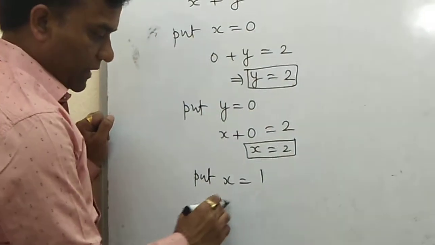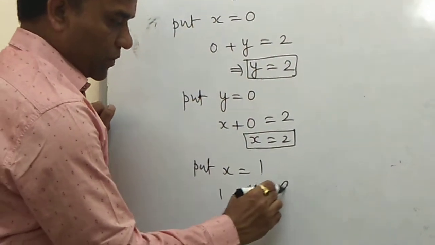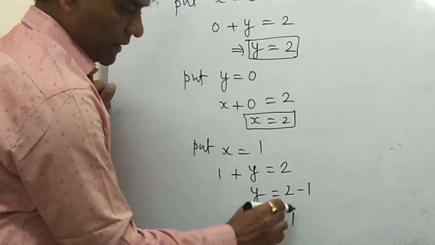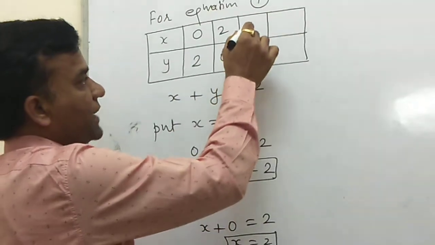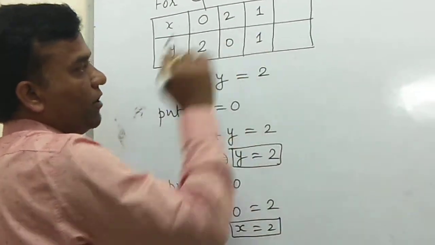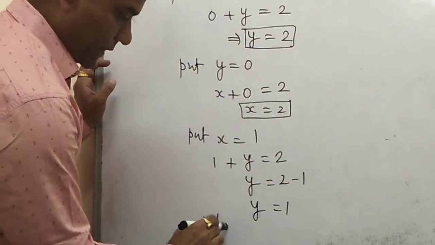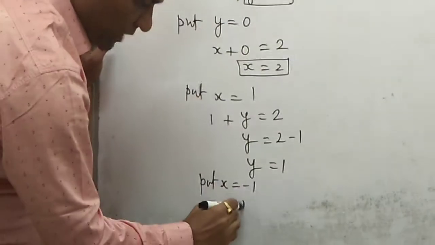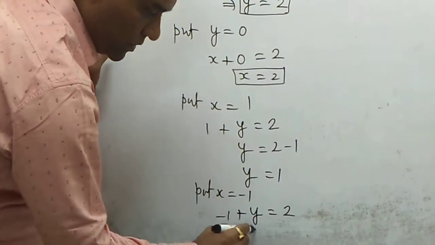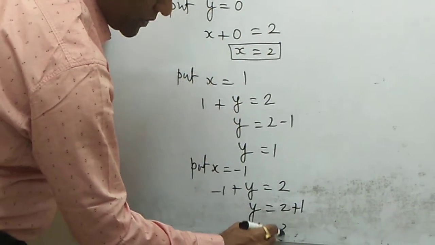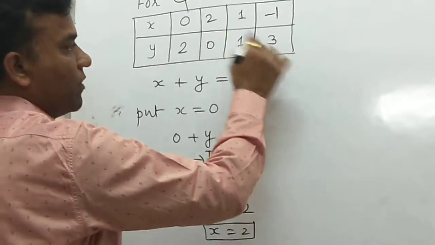If you put x equal to 1, then 1 plus y equal to 2. So y equal to 2 minus 1, then y equal to 1. Now substituting the value of x as 1, your value of y is again 1. Then put x equal to minus 1. Then you have minus 1 plus y equal to 2, so y equal to 2 plus 1, and y equal to 3. So here you have the value of y equal to 3.